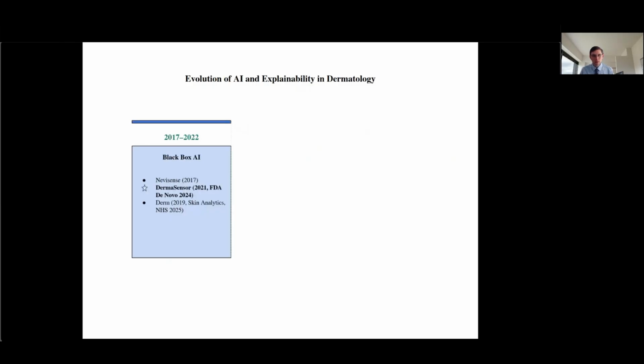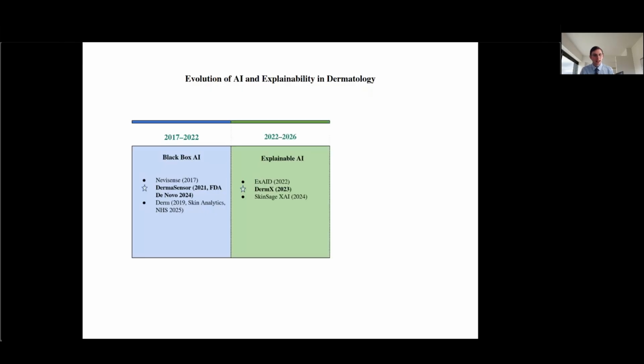Now, let's talk a little bit about AI specifically in dermatology. And it really starts in around 2017 when they started to use black box AI models. And one of the first ones to be developed is something called DermaSense. This was right around 2021 when the first paper was released, and it received FDA de novo authorization or clearance in 2024. That's the model that we're going to be discussing today in regards to the black box AI model.